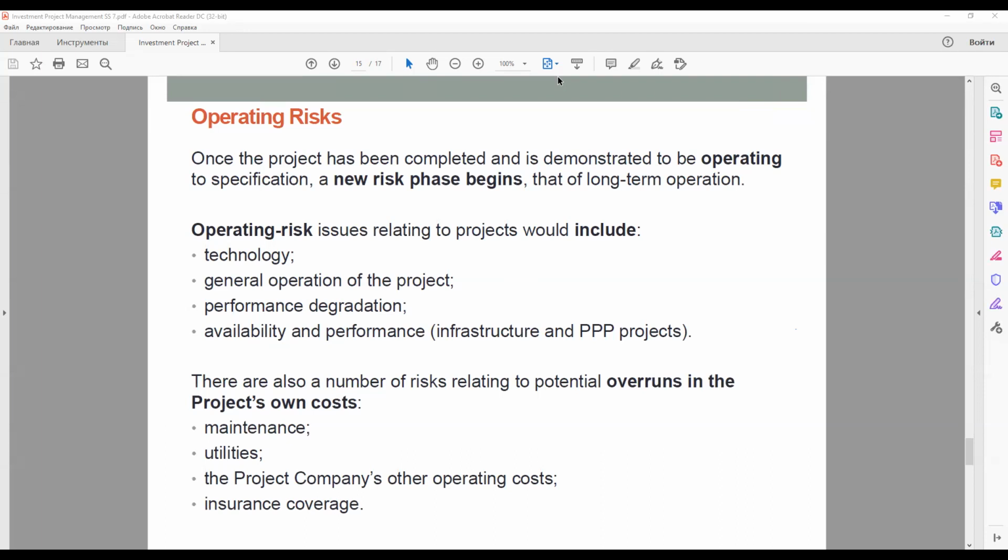There is also a number of risks relating to potential overruns and the project company's own costs, which need to be taken into account and are dealt with separately as examples of common issues for different types of contracts, like maintenance, utilities, and the project company's other operating costs. And also the insurance coverage is important, and can lead to project cost overruns.